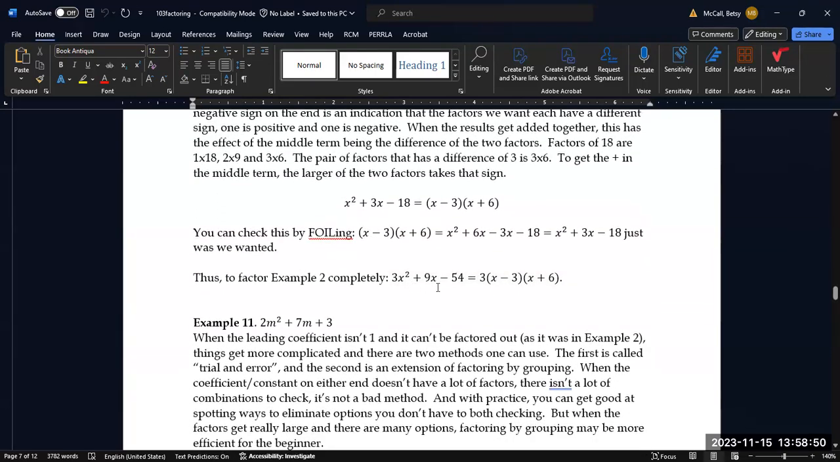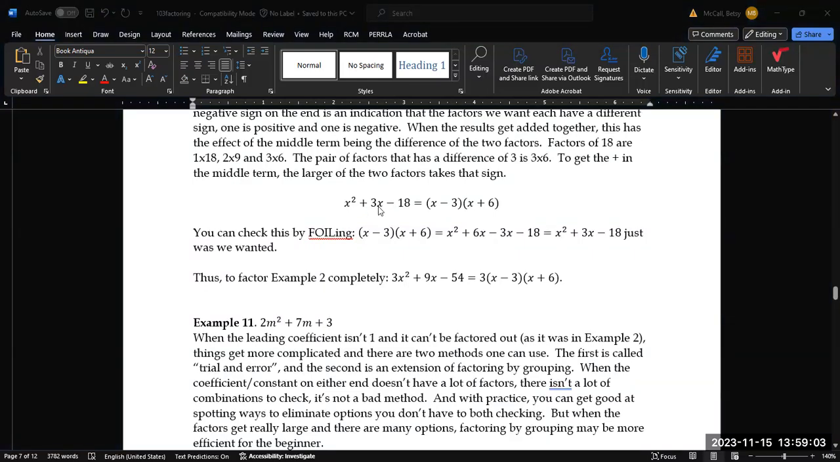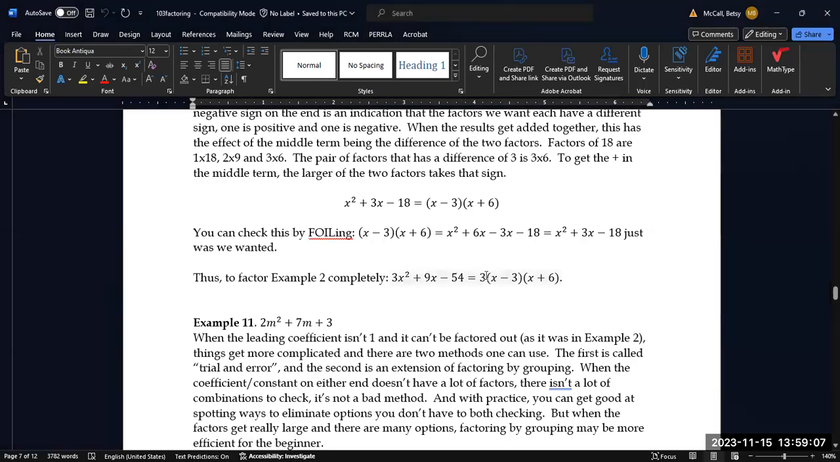We did number 2, example 2 previously, where we were just factoring out the common factor. In this case, we ended up with exactly this expression, x squared plus 3x minus 18. And so we can finish factoring example 2, take out the common factor, and then factor the quadratic that is left as x minus 3 and x plus 6.